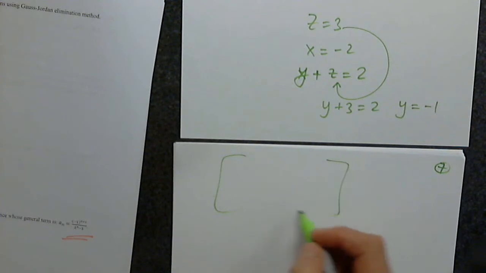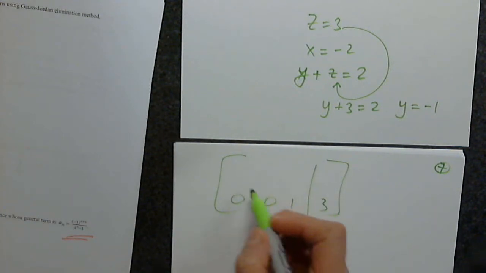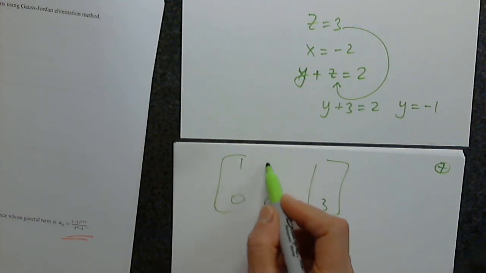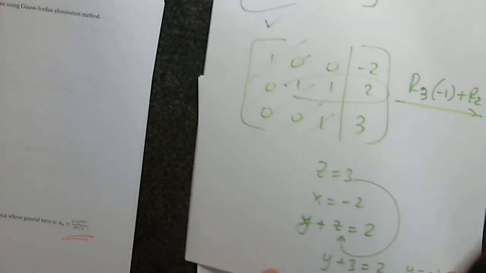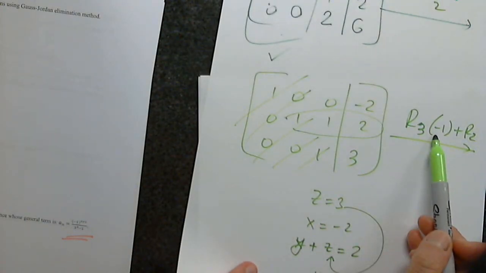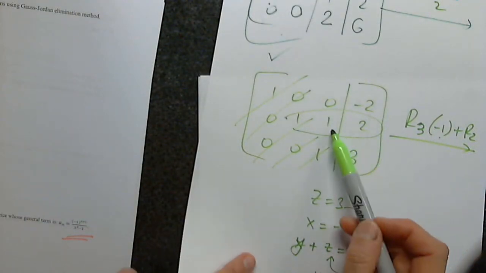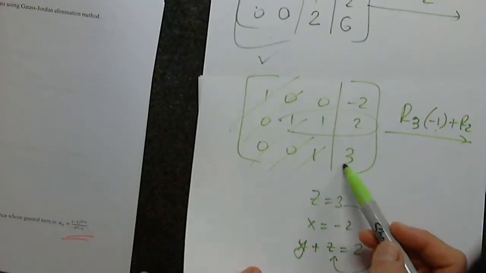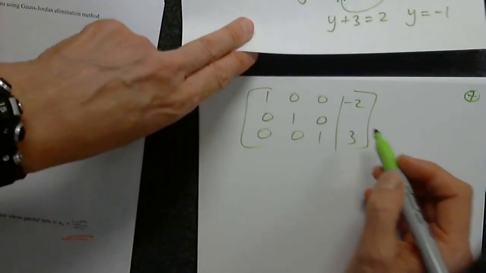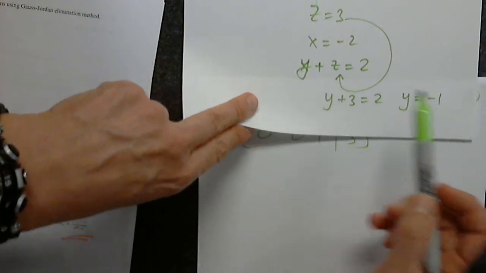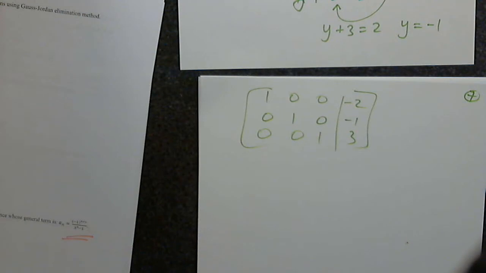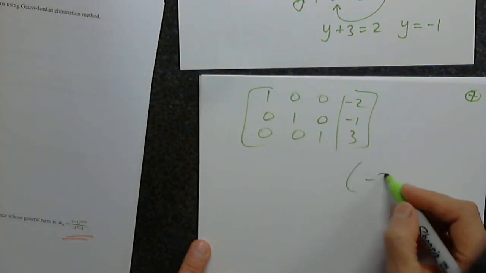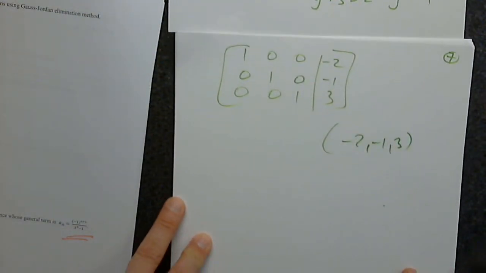So here we have 0, 0, 1, 3. 1, 0, 0, negative 2, 0, 1. What's the magnitude of the R3 times negative 1? This times negative 1 is negative 1 plus this is 0. And 3 times negative 1 is negative 3 plus 2 is negative 1. Exactly what we got here. But writing it and substituting versus just one more row, it's up to you. I'm fine. And then we go back and check.